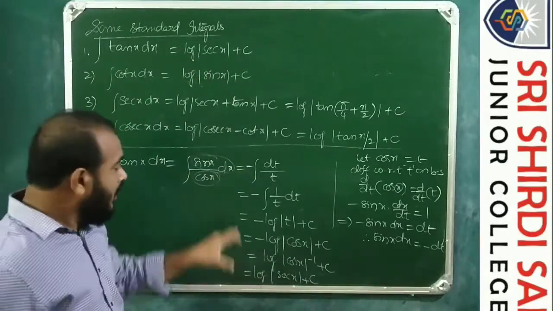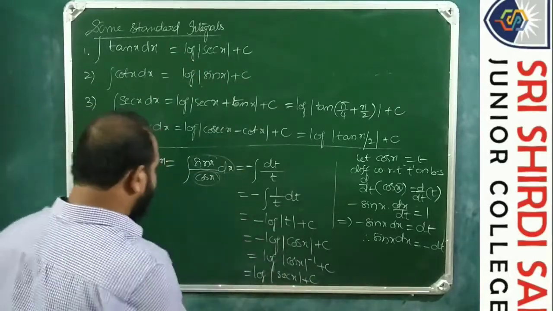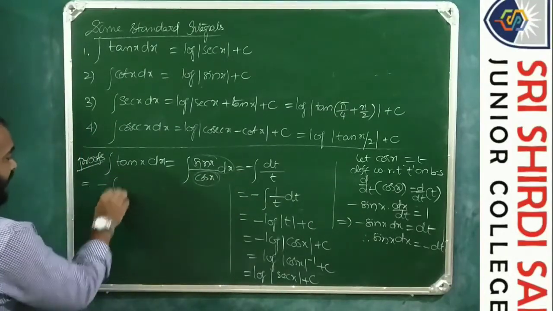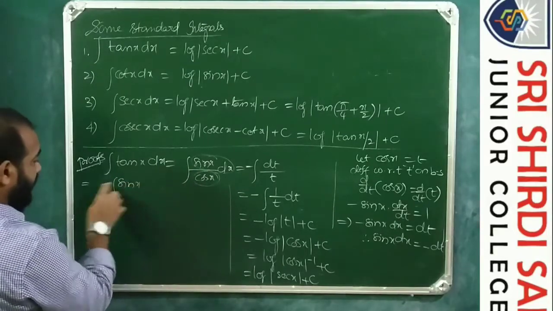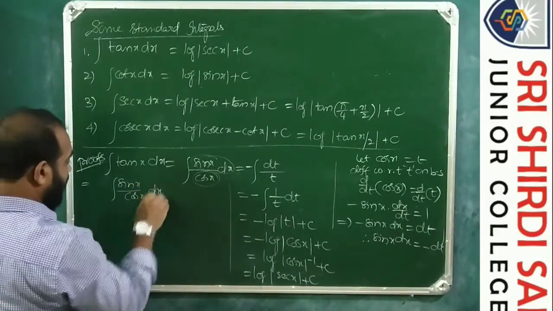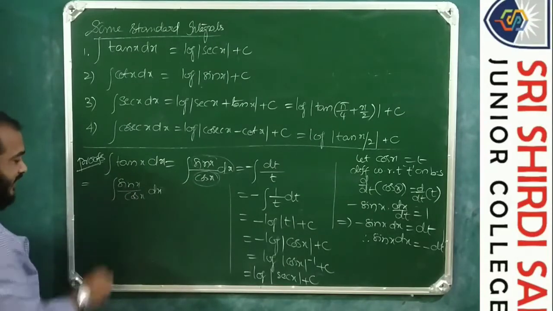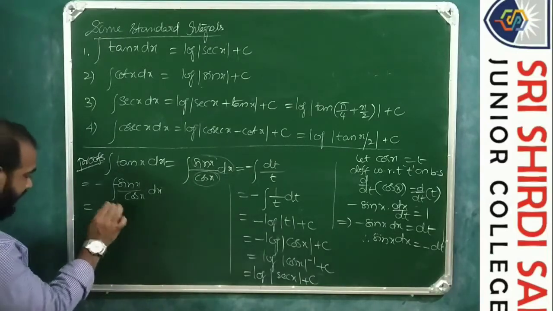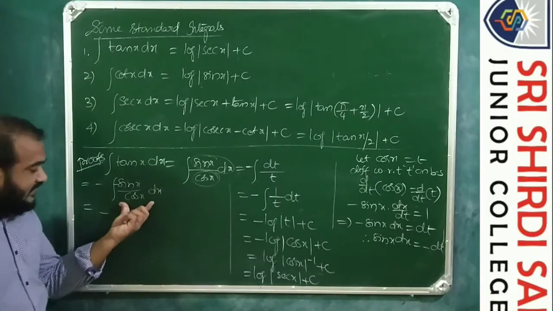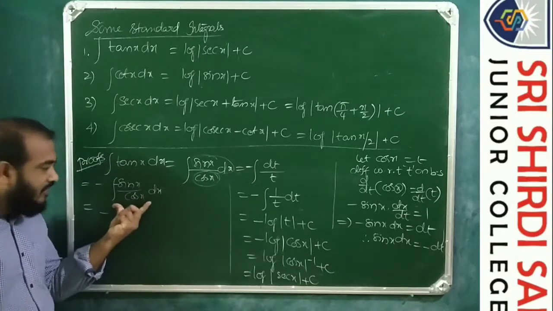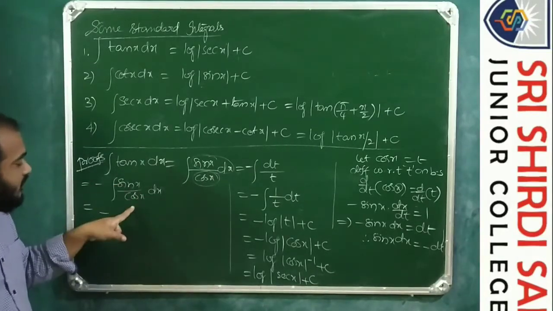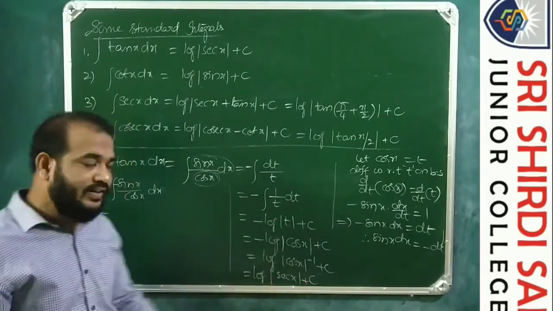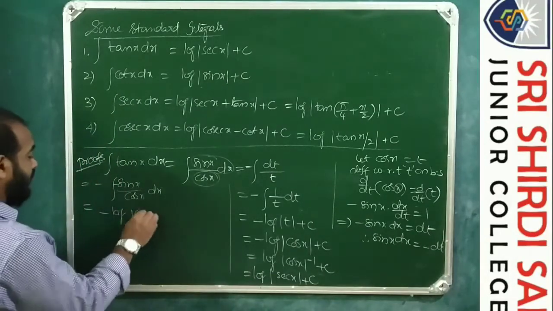Or if you are familiar with the results, then you can avoid all these things. So integral tan x dx is as usual sin x by cos x dx. The derivative of cos x is minus sin x. So therefore minus of minus I have written here. Now minus is same. Cos x is f of x. Its f dash x, its derivative is minus sin x. So it is of the form f dash x by f of x. We have already discussed, integral f dash x by f of x dx is log mod f of x. So this is log mod cos x.